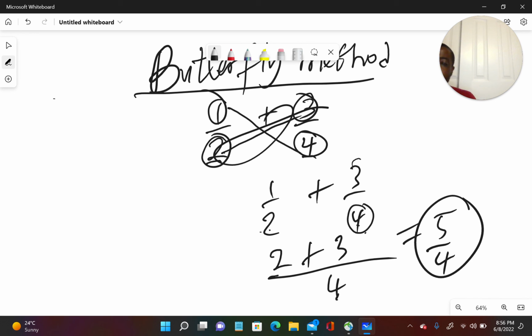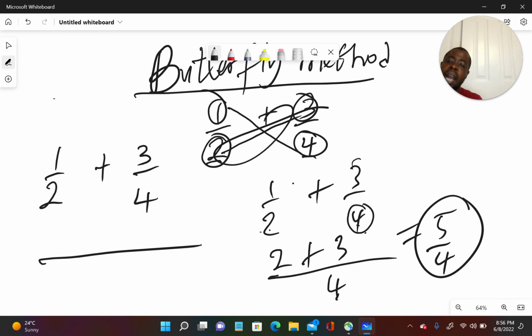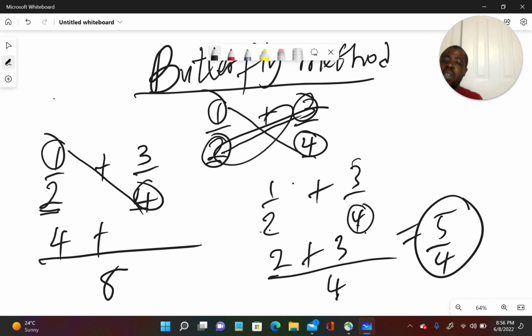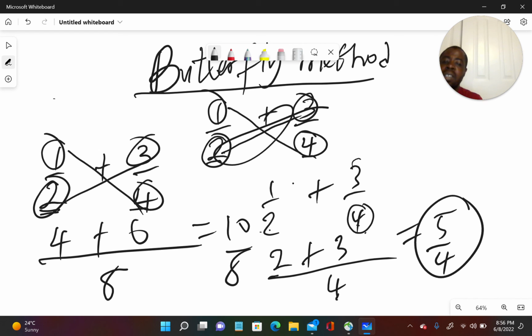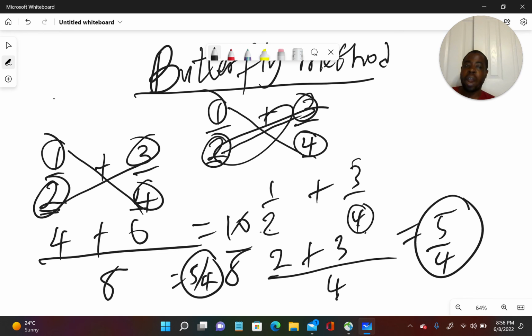But in the butterfly method, it's very quick because all you have to do is multiply the denominators together. 2 and 4 gives 8. Then plus, look at this cross. 1 times 4 gives 4. Cross here, 2 times 3 gives 6. And then you have 10 over 8. But this becomes further 5 over 4. So I would suggest using the butterfly method for adding up two fractions.